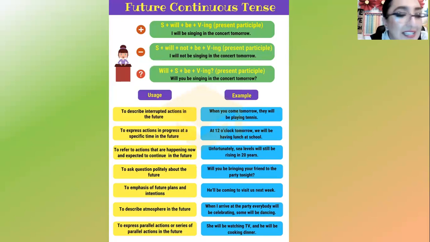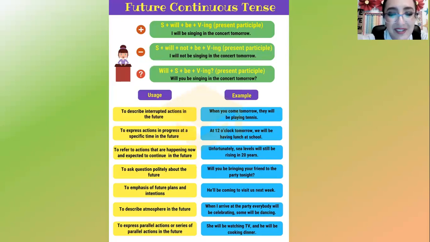Okay, and finally, if you want to express some parallel actions in the future. Oh my goodness, Miss, I don't understand. What is that? Wait a minute. For example, she will be watching TV and he will be cooking dinner. I mean, two things that are going to be happening at the same moment. He will be cleaning the house and she will be cooking. My brother will be walking in the park and I will be watching TV in my house. Two parallel actions that are going to be happening in the future. For that, it's when you are going to be using will be ing.